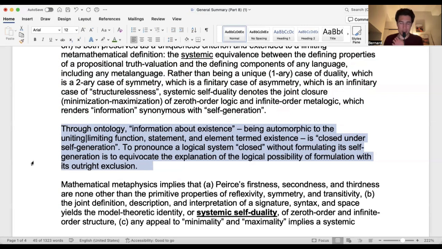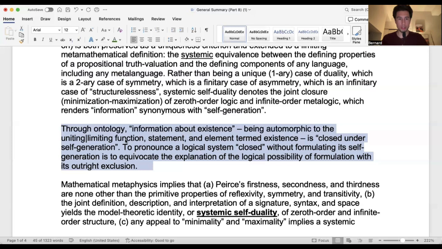Otherwise, we're still going to get stuck with future-to-past mechanization and past-to-future randomization, with programming being basically snuffed at every point, right? And incarnation-discarnation cycles being snuffed, and many, many things, right? Teleodynamics itself. So through ontology, information about existence being automorphic to the uniting limiting function statement and element termed existence is closed under self-generation.